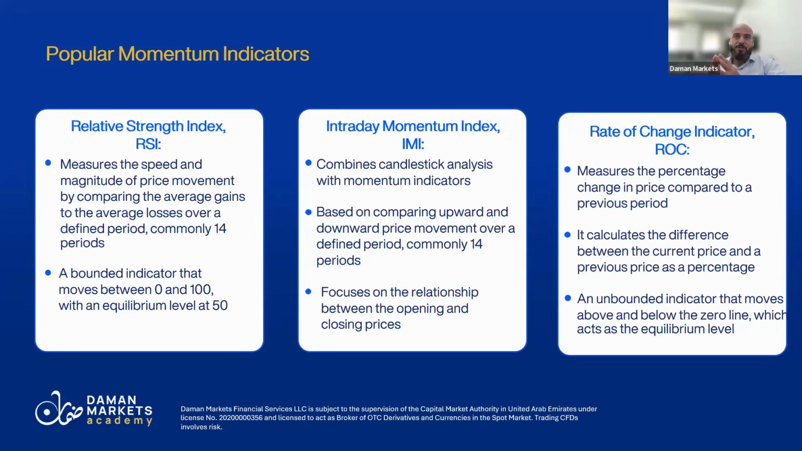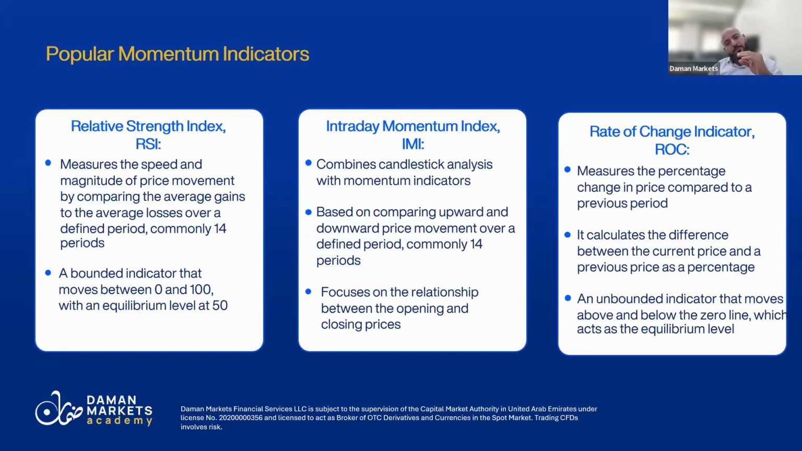This momentum oscillator measures the speed and magnitude of price movement by comparing the average gains to the average losses over a defined period. This period is commonly, by default, 14 periods. So we take the last 14 candles, and basically we measure the scale of the upward price movement, and we compare the average of the upward price movement relative to the average of the downward price movement. To measure this, we basically compare the closing price with the previous closing price.